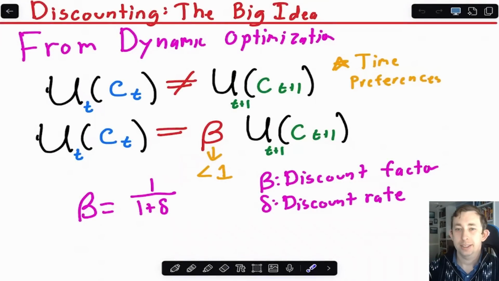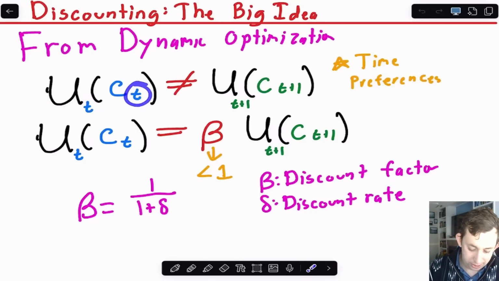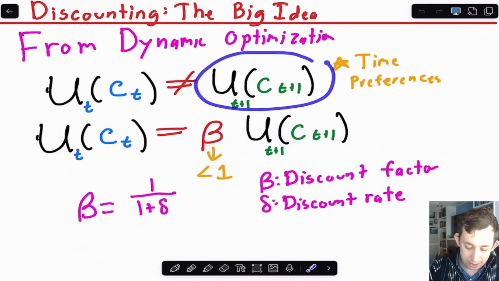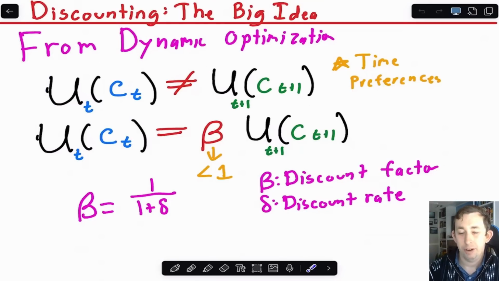So remember that discounting comes out of just the utility maximization problem, where you can think about dynamic optimization, where you have some consumption in period T, or CT, and you have some consumption tomorrow, or in period T plus 1. And your time preferences are going to tell you that if you're thinking from today, well, the utility you get from eating, I don't know, coconuts today is not going to be equal to the utility you're getting from eating those coconuts tomorrow, because those coconuts tomorrow are happening 1 day from now. So you're going to discount it a little bit. It's not the same as having that coconut today.